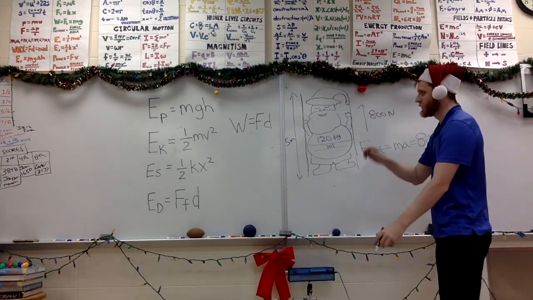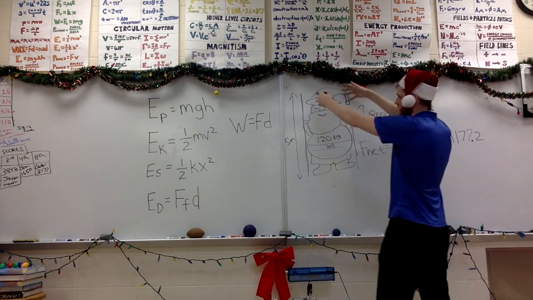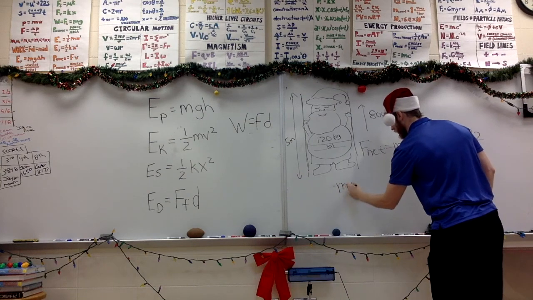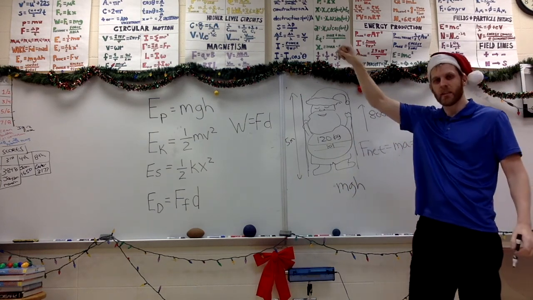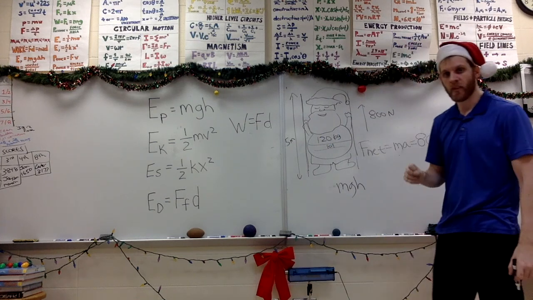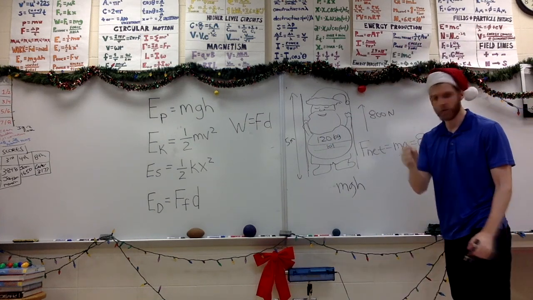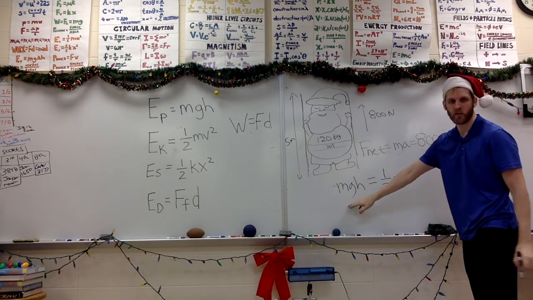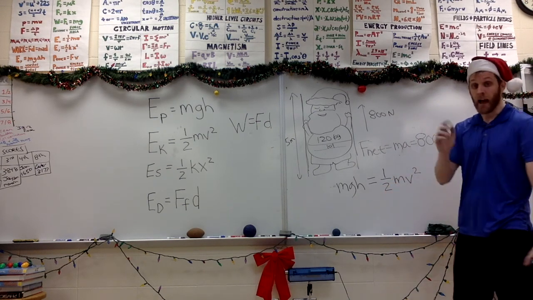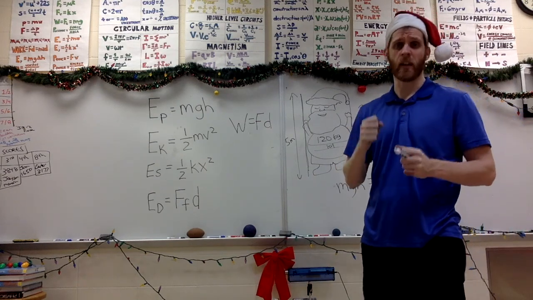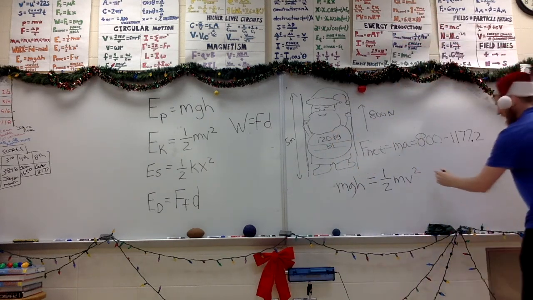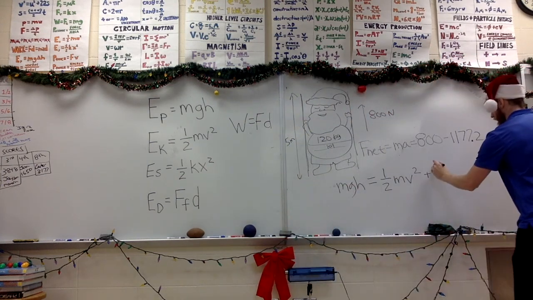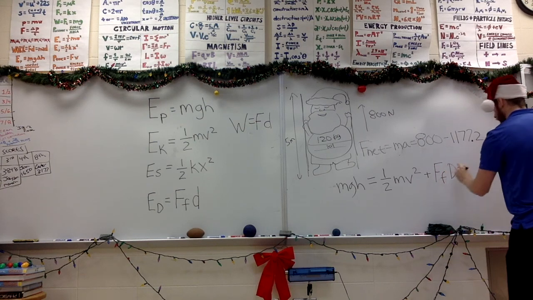Let's think about that. So if I use conservation of energy, if he starts on top of the chimney, he has potential energy, which is mgh. When he gets to the bottom of the chimney, then he has kinetic energy because he's moving, which is 1/2 mv squared. Remember, we set them equal to each other because whatever energy he starts with is the energy he's going to end up with. Now, because there's friction, he also has to use up some of that energy in the form of dissipated energy. So we're going to tack that on, which is his frictional force times distance.